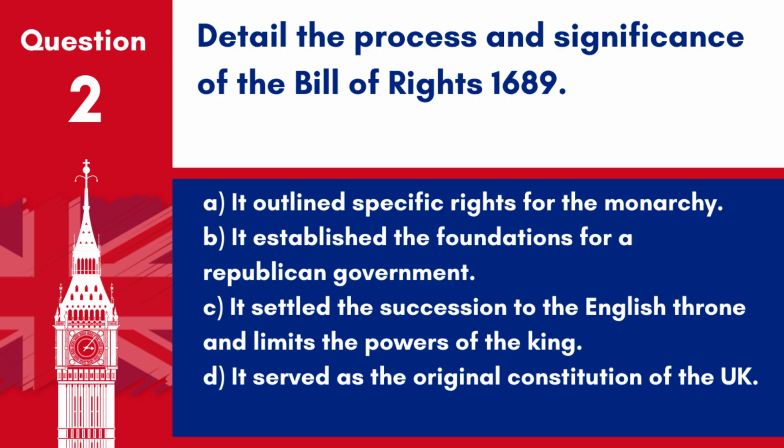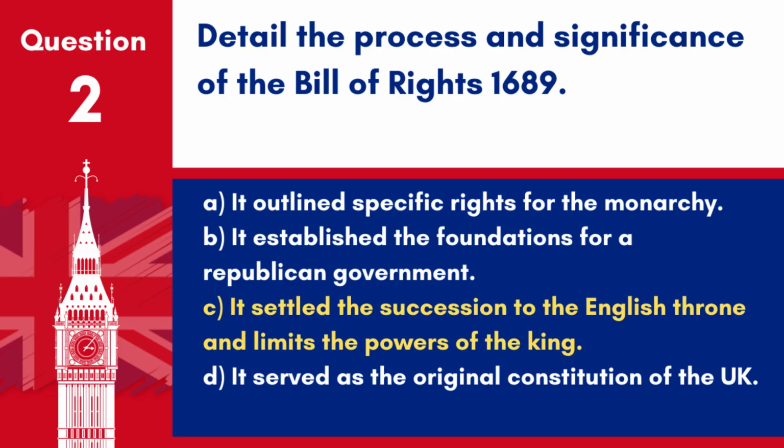Question 2. Detail the process and significance of the Bill of Rights 1689. A. It outlined specific rights for the monarchy. B. It established the foundations for a republican government. C. It settled the succession to the English throne and limits the powers of the king. D. It served as the original constitution of the UK.